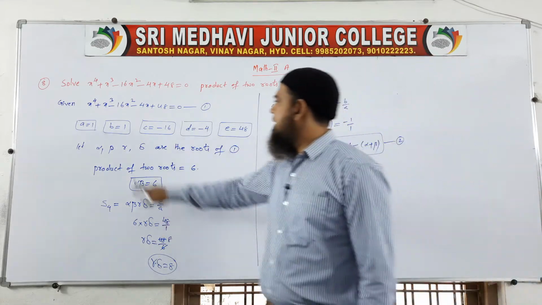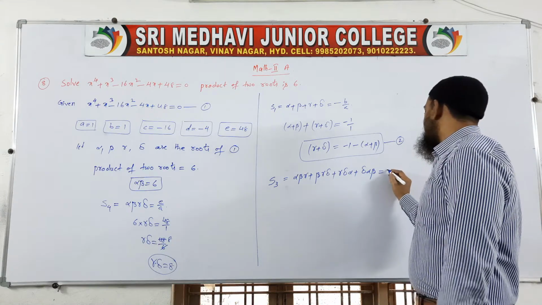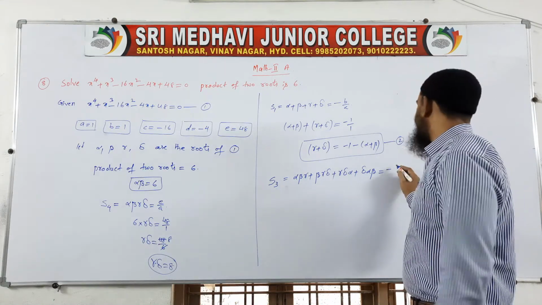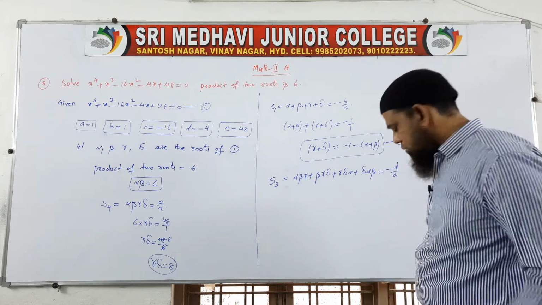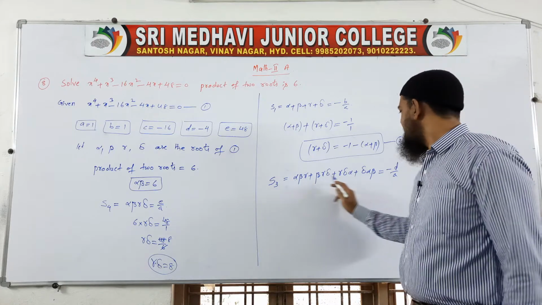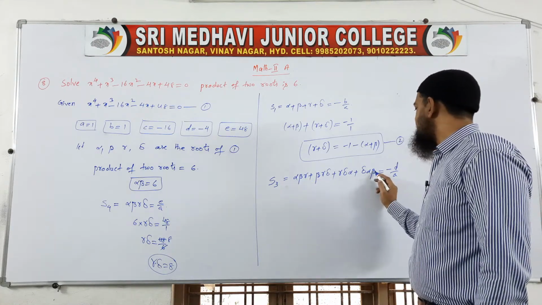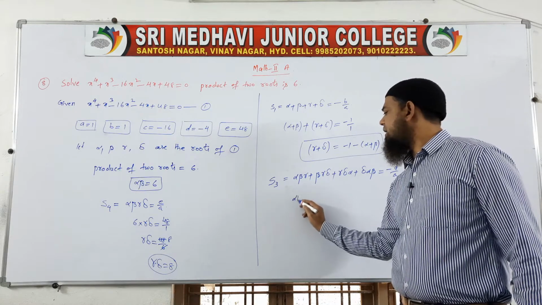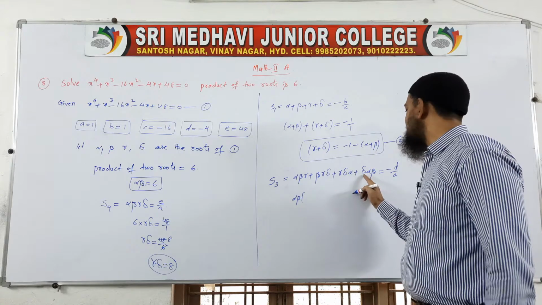What is S3? S1, S2, S3. For S3 again minus is there, minus D by A formula. Now see on the board. I am taking alpha beta common from the first and last term. See here alpha beta, here also alpha beta. So when I am taking alpha beta common, automatically inside the bracket you will get gamma plus delta.